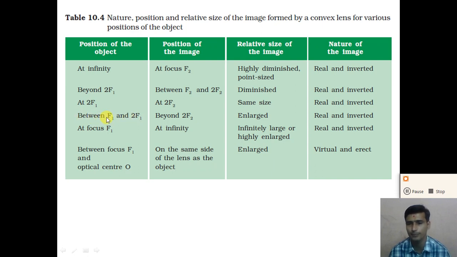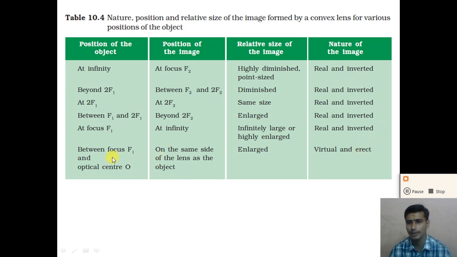Fourth case, when the object is placed between f1 and 2f1, that means between the principal focus f1 and the center of curvature, the image will be produced beyond 2f2, that means beyond the center of curvature. The size of the image is larger than the object, and the nature of the image is real and inverted. Now, when the object is placed at the principal focus f1, the image will be produced on the other side of the lens at an infinite distance, and the size of the image is very large compared to the object. The nature of the image is again real and inverted.